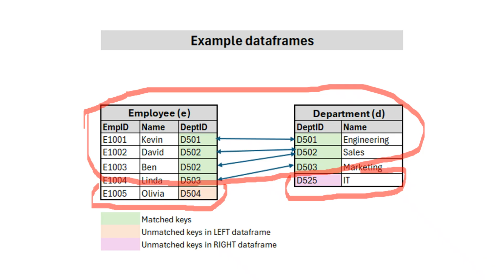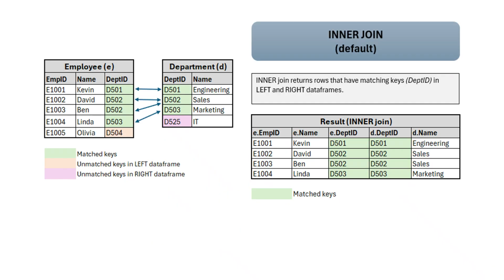Now let us go on to see how each join type behaves. Let us start with inner join. As mentioned earlier, we want to join employee data frame and department data frame on department ID. By definition, inner join returns only those rows that have a matching key between left data frame and right data frame. So in the output of the inner join, you see only the matched rows.